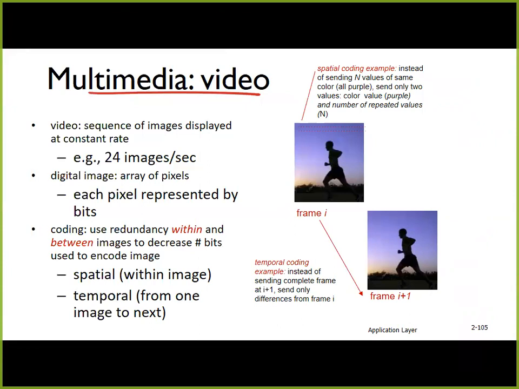Now, that's spatial. And then from one frame to the next, can you even tell the difference between these 2 images? Probably not. So what you can do is, instead of sending all of frame I plus 1, you can just send the data that shows how frame I plus 1 has changed from frame I. Make sense?